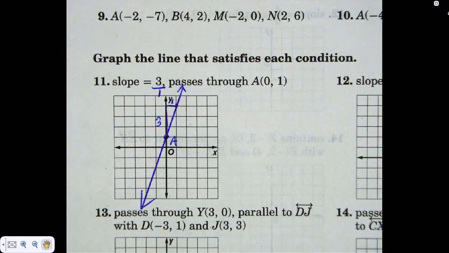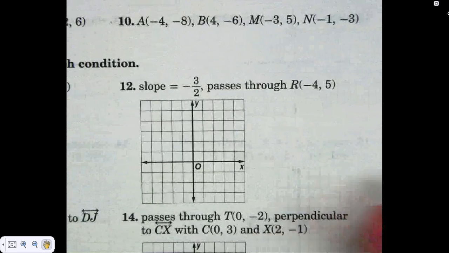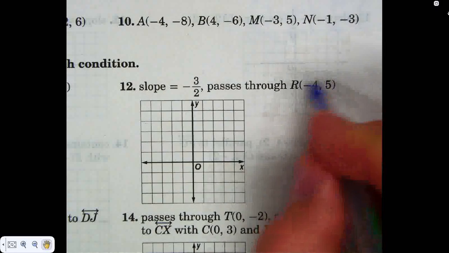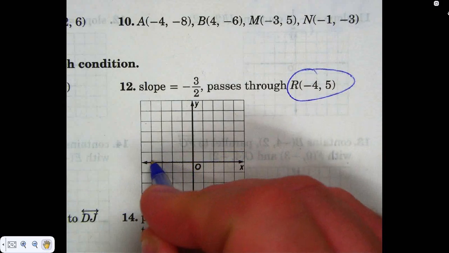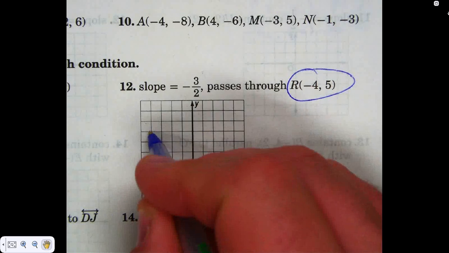Questions there? Not enough listening and too much writing. Right here. First of all, go to the point on the line. To the left, what? 1, 2, 3, 4, and then up what? 1, 2, 3, 4, 5. And this is the point what? R.